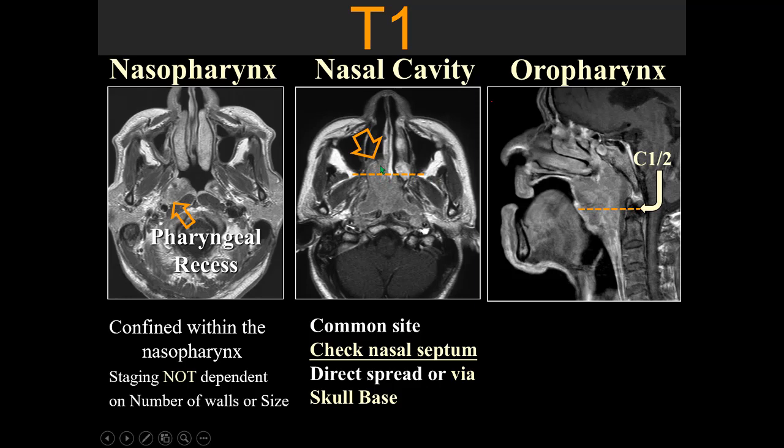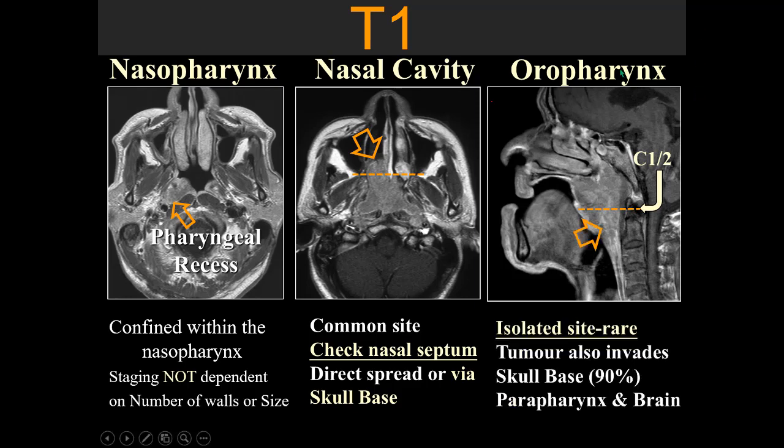Minor is actually very common. More major is not so common. Check the nasal septum, particularly on the coronal, because it can creep round the nasal septum. And sometimes it doesn't go directly, it goes up into the skull base and then back. So you've got to check carefully to see how it gets in.